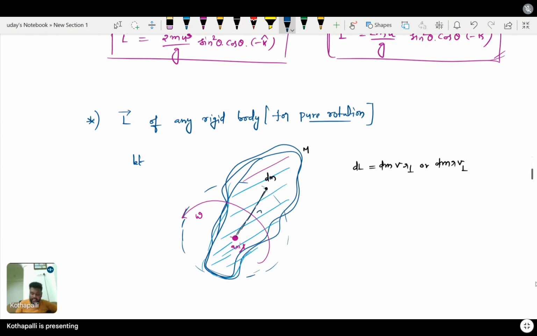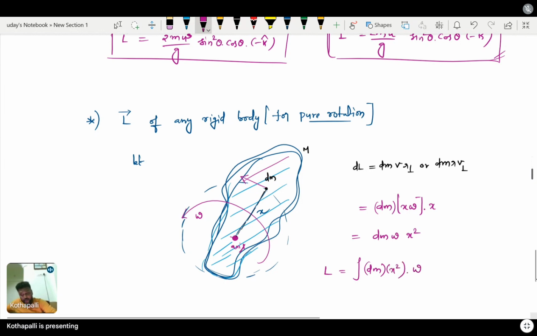Let's take the radius as any x. Now if I take this dm into v, and it is rotating with angular velocity omega, then its linear velocity will be x omega, since v equals r omega and the radius is x. Into r perpendicular, which is x. Then it is dm into omega into x square. Now the angular momentum will be the integral of dm into x square into omega.